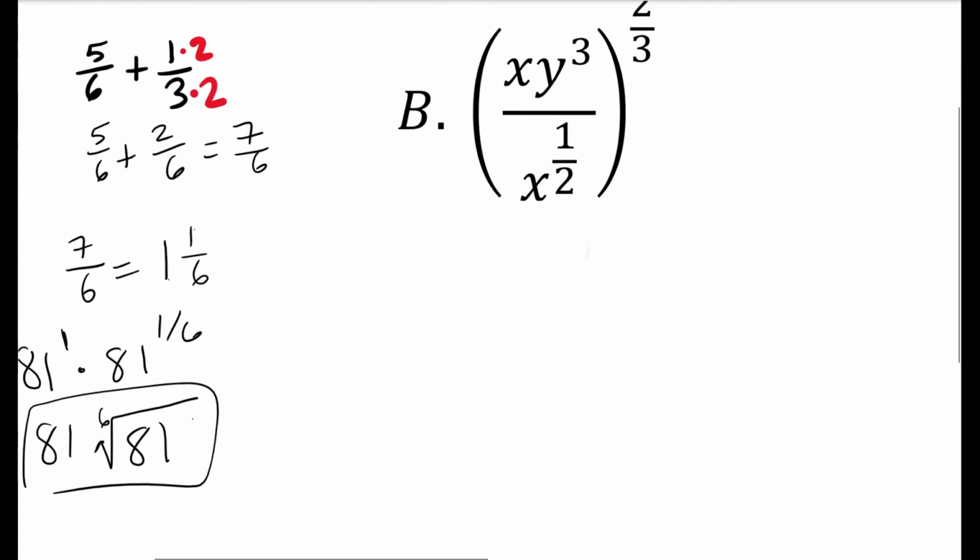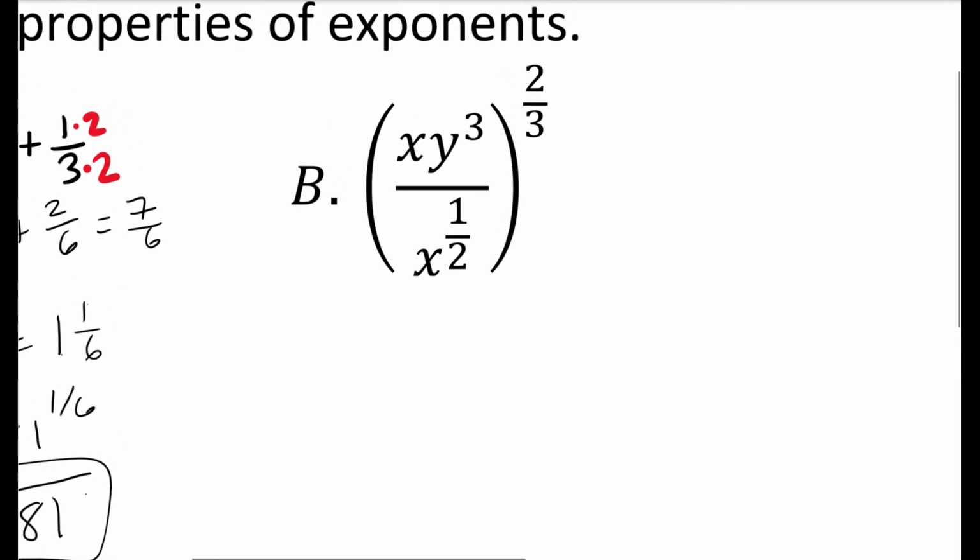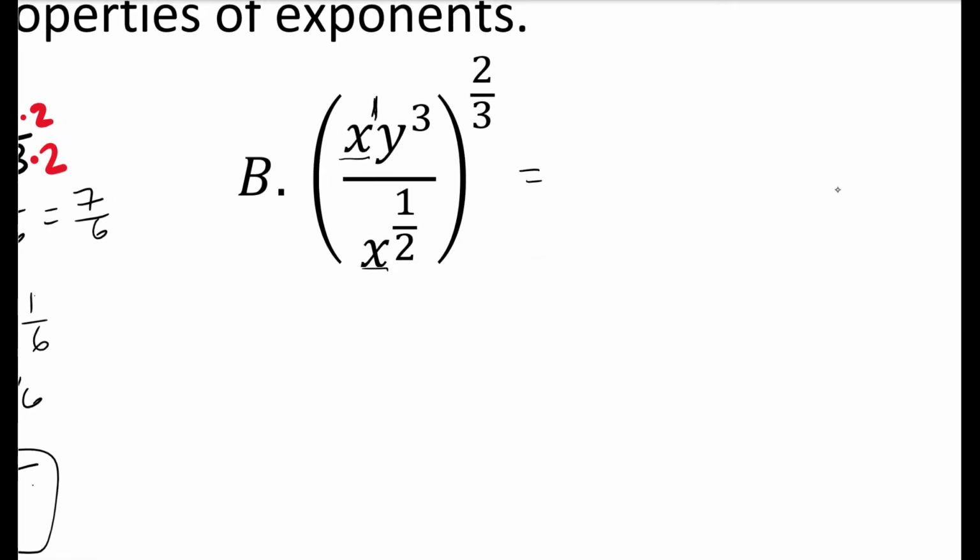For part B, we're going to use a couple of properties here. We have a quotient of a power property, so we're dividing two things with the same base. The x's have the same base, and the power for the x on top is 1. The power on the bottom is 1/2. Since we're dividing, we subtract those exponents according to that property. So I can rewrite this as x to the 1 minus 1/2 power.